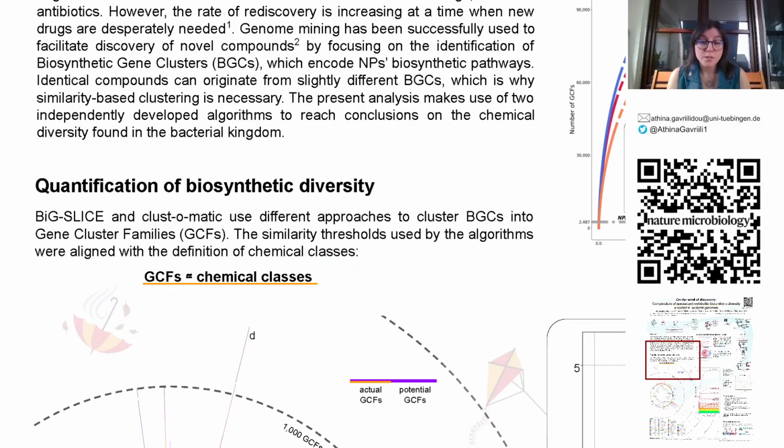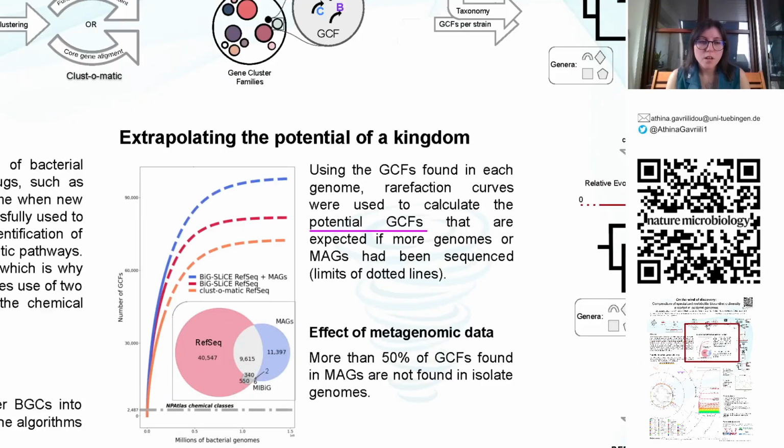The effect of the similarity threshold is important here, and to confirm that our calculations are meaningful, we made sure that the GCFs that we find are as much as possible comparable to chemical classes. We ended up with around 60,000 GCFs. The contribution of the metagenomic data to this result is significant, as more than half of the diversity found in this dataset is unique to it.